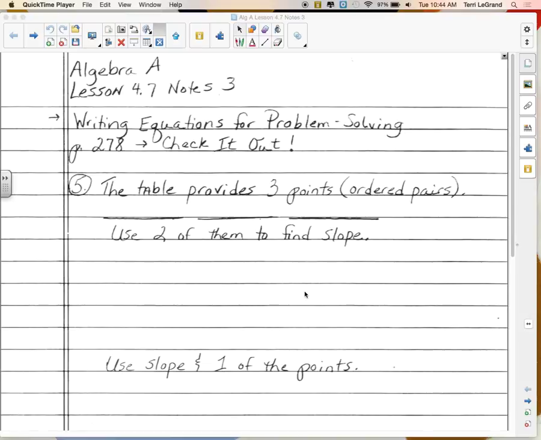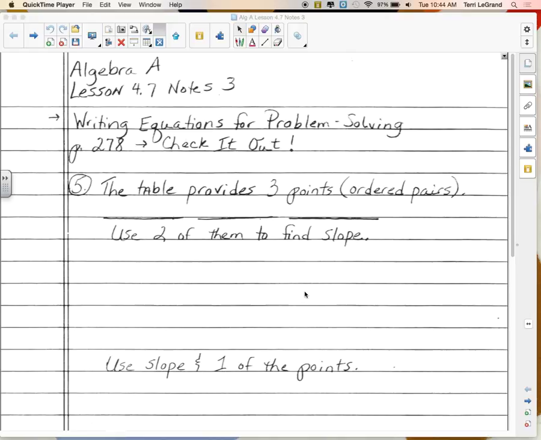To finish up lesson 4.7, our last learning goal is this: I can create an equation. In other words, you have to come up with an equation in two variables. So we'll have an x and a y in our equation to represent a relationship between quantities.